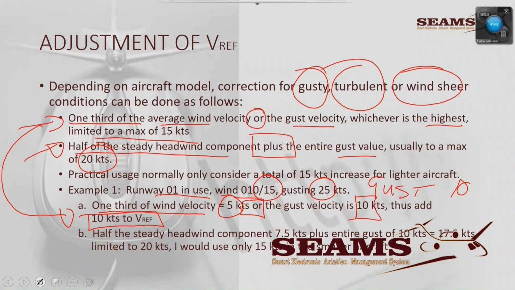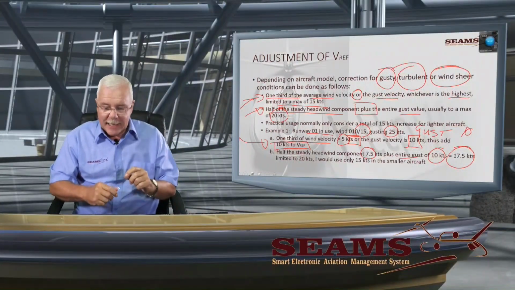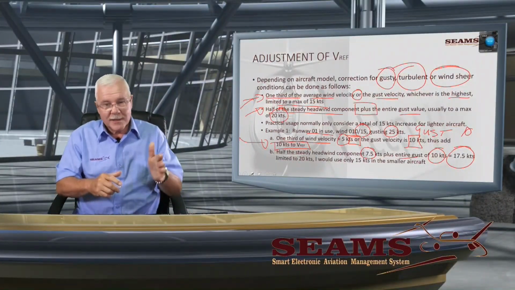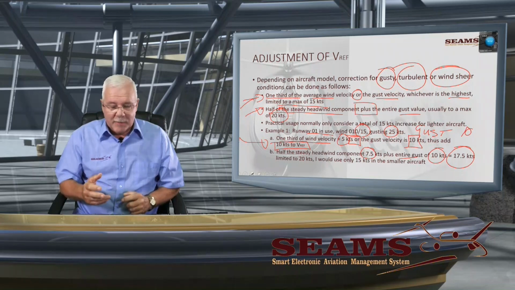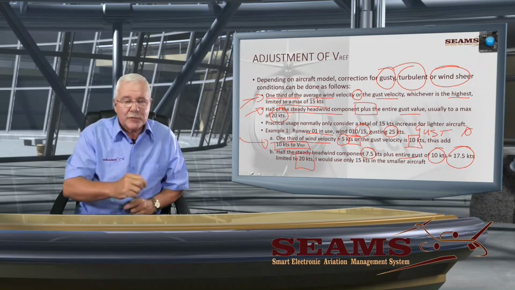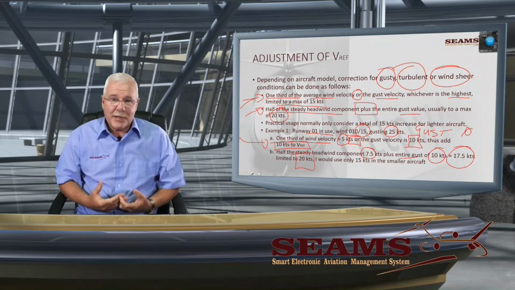Half the steady wind speed, there we've got 7.5 knots. And then they say the entire gust is 10, so all of a sudden we're looking at 17.5. And now you are looking at the difference between 10 knots and 17.5. That's a difficult one. Again, remember they said this one is to a maximum of 20. My personal opinion, 10 knots is okay.